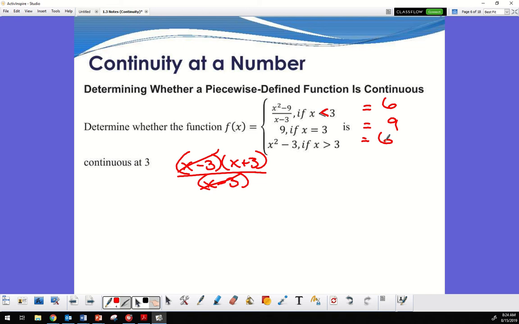So there's a spot right there which is not continuous. For this to be continuous, that middle number has to also be 6. So, is this one continuous? No, it's not continuous. Okay?